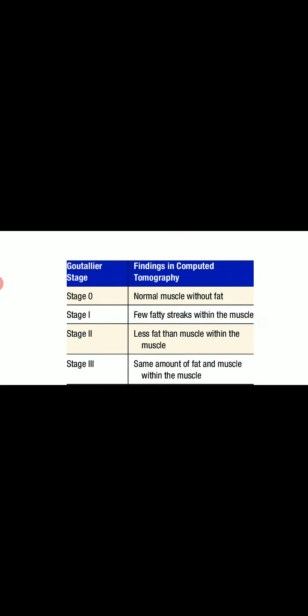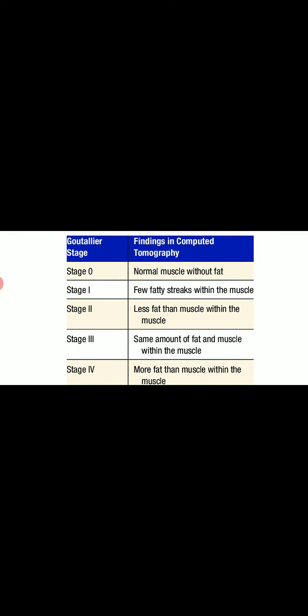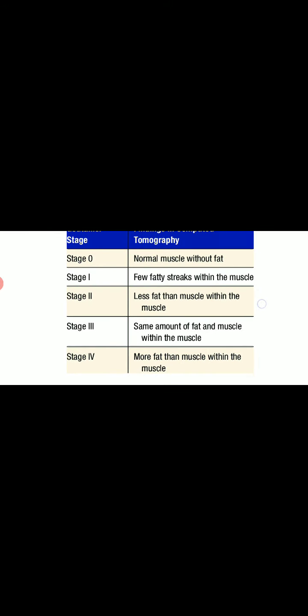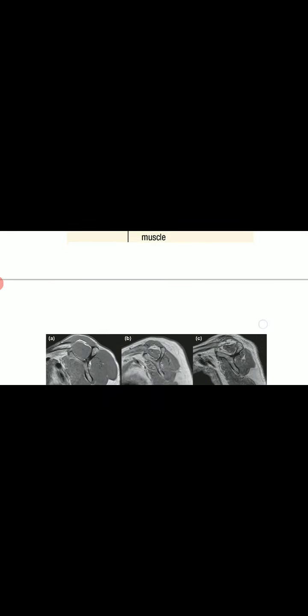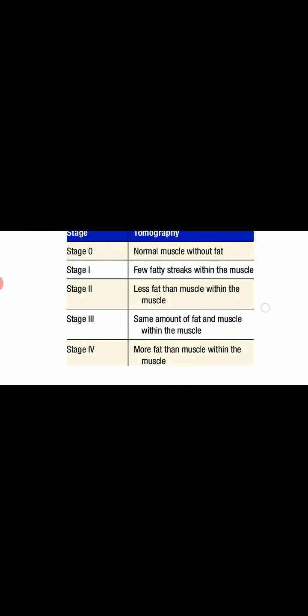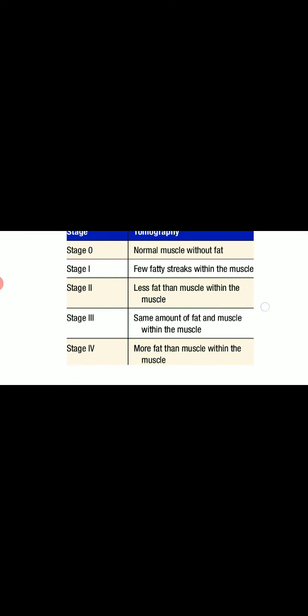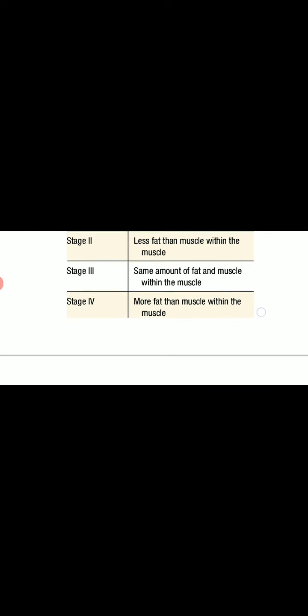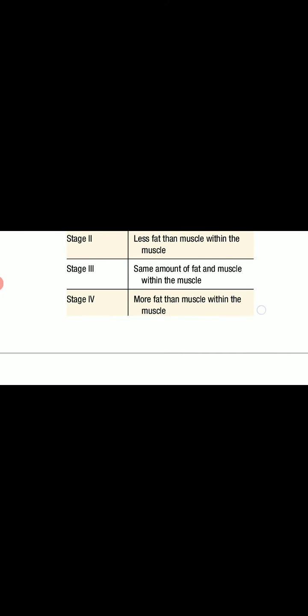Coming to the Goutallier classification, it tells regarding the fat content in the muscle. These are the stages. In stage 0, it is a normal muscle without any fat. In stage 1, there are a few fatty streaks within the muscle. In stage 2, the fat is less when compared to the muscle. In stage 3, fat and muscle are the same. In stage 4, you can see here, it's predominantly fat.